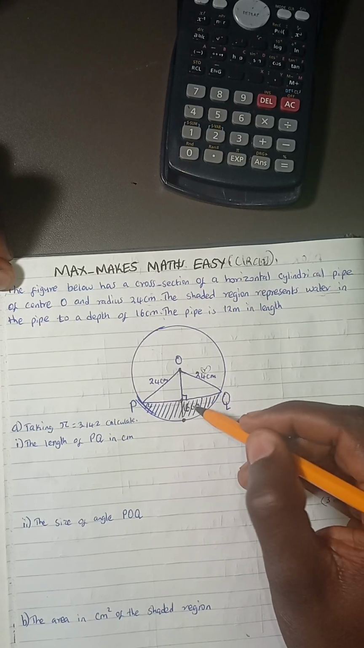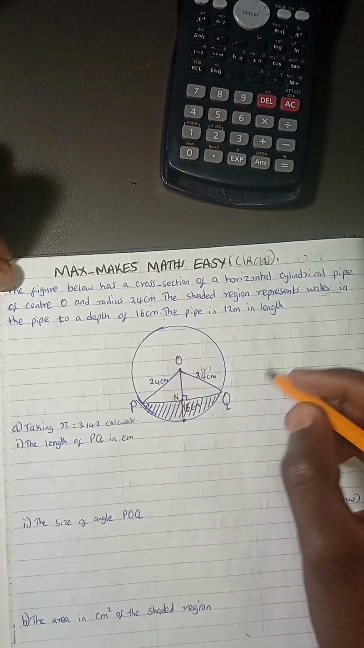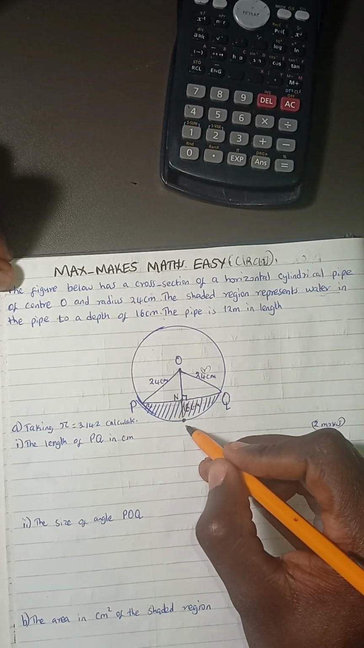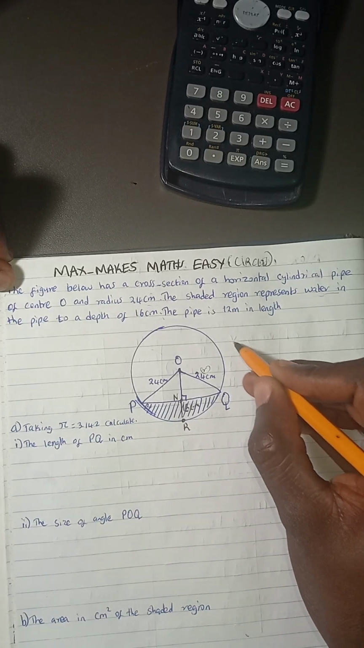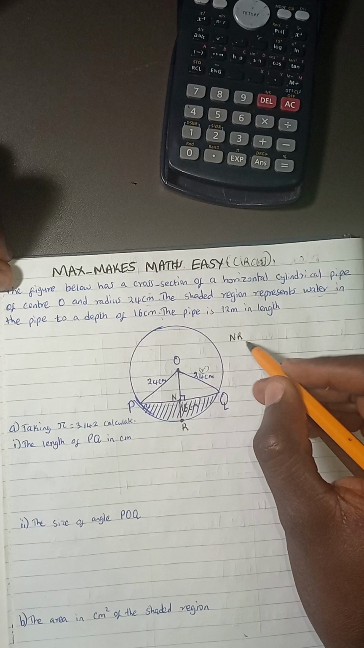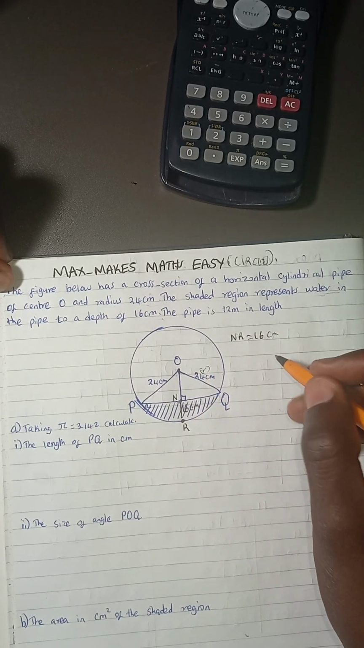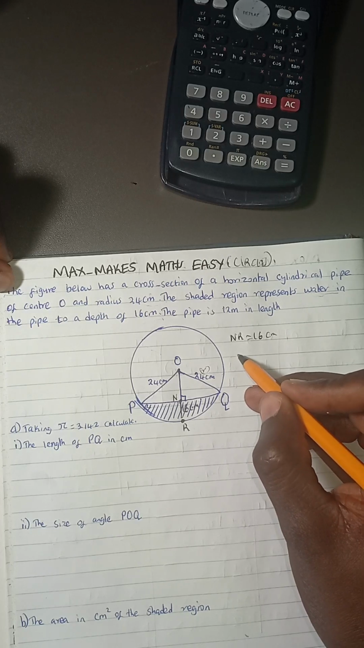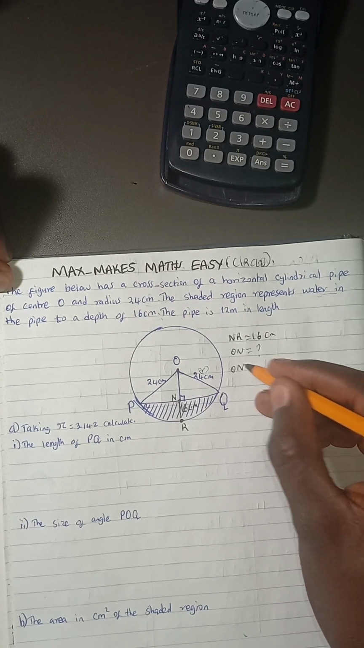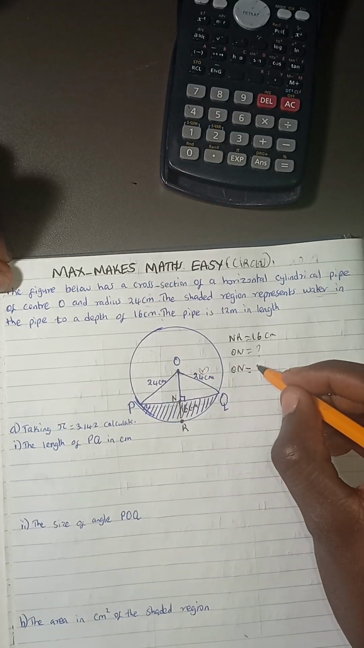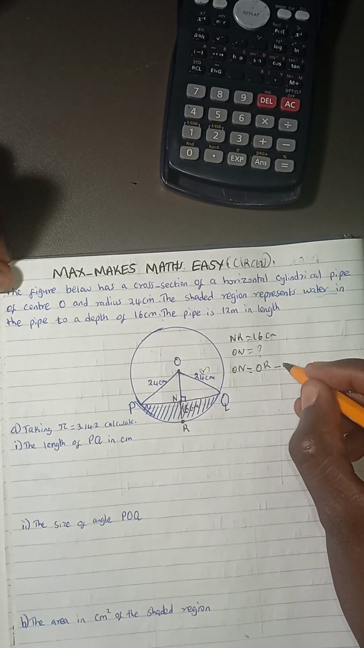If here is 16 centimeters, let's name here N, and let's name here R. This means NR equals 16 centimeters. Then ON we don't know, so we have to find ON. ON is equal to OR minus NR.